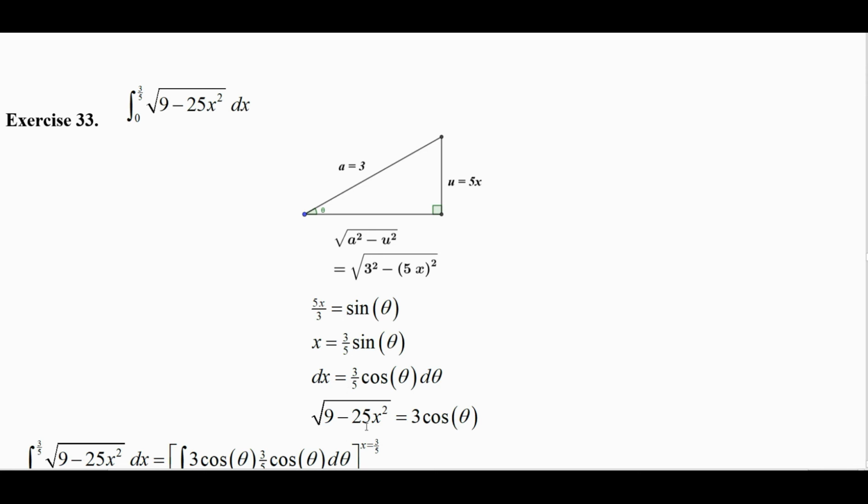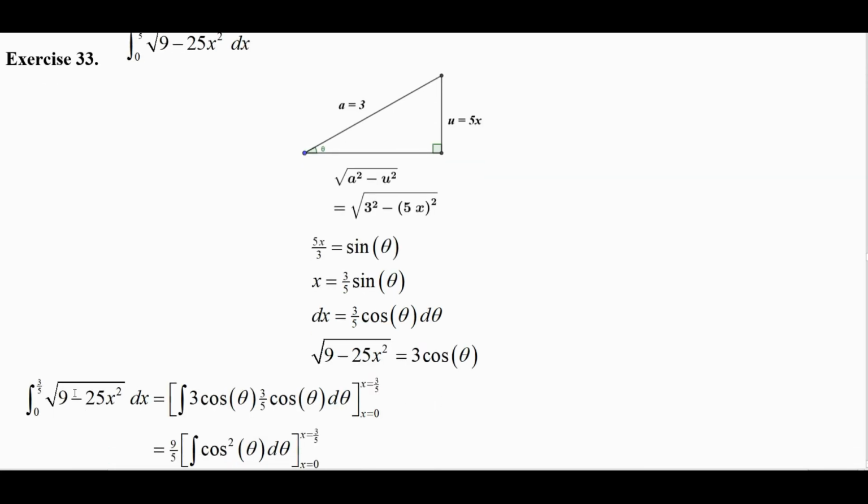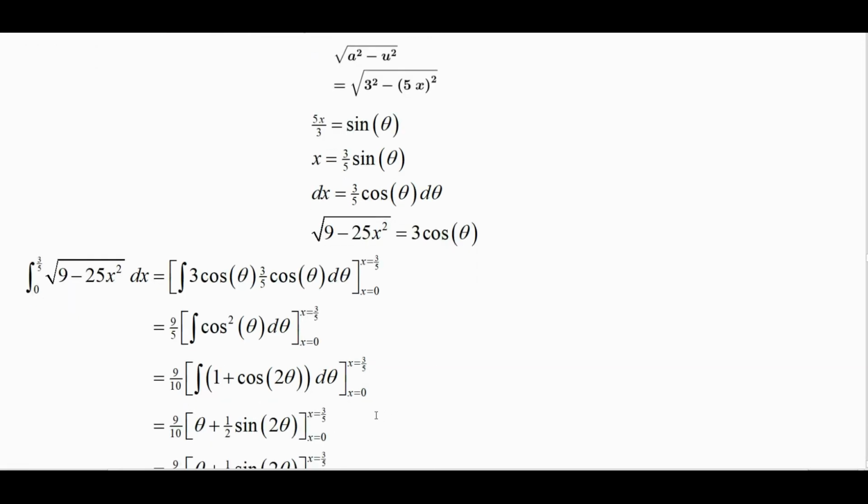So the square root of 9 minus 25x squared is 3 cosine theta. Now we have enough to do our substitution. The square root is 3 cosine theta, and the dx was 3/5 cosine of theta. And I just put a bracket around the whole thing, and I'll evaluate from 0 to 3/5 at the end. So I may be doing some substitutions, but eventually I'm going to have to get it back to x's. I'd rather do it that way than try to figure out what the limits should be when we change it.